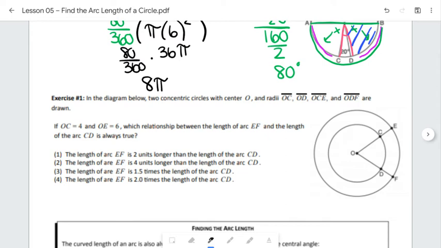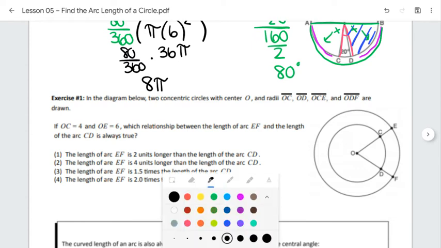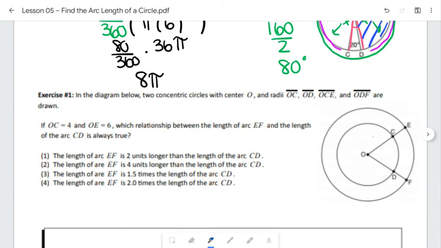The radii are given. We have OC and OD for the smaller circle. OCE and ODF are drawn for the bigger circle. OC is equal to 4, while OE, the entire piece, is equal to 6. Which relationship between the length of the arc EF and the length of the arc CD is always true?